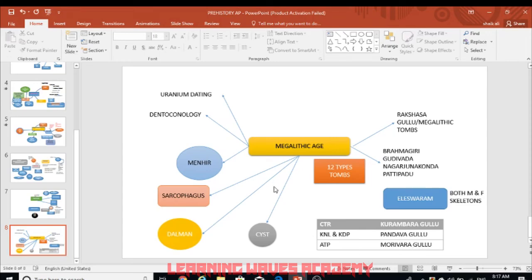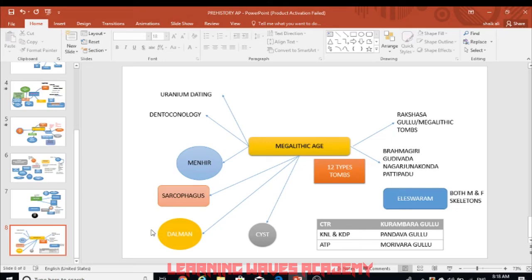Here we can see this is the cist. One type of megalithic tomb is called cist, the first type. In this type of tomb, a granite slab with a hole is covered on the tomb and buried inside the soil. Why the hole in the granite? The belief is that the dead body will breathe through that hole. Of course, it's just a belief. These are found in all regions except Vizag.